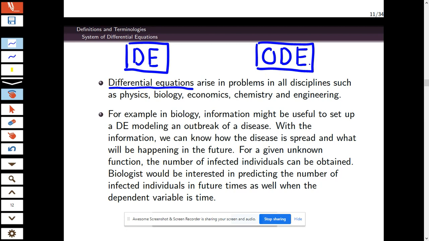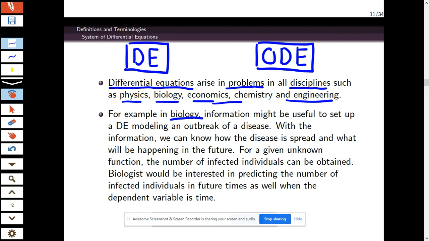Okay, now we're talking about system of differential equations, right? The meaning is talking not just ODE, PDE and ODE arise in problems in all disciplines such as physics, biology, economics, chemistry, and engineering. Okay, now it's breaking down to biology. What's the application of biology? Some of your assignment will be more on this.